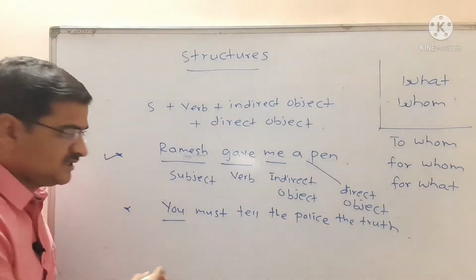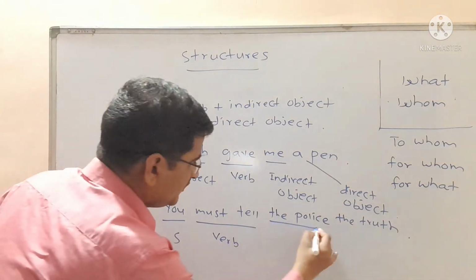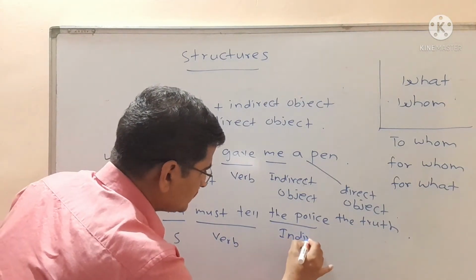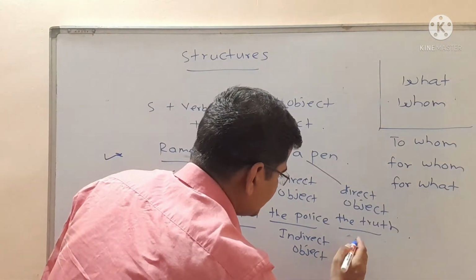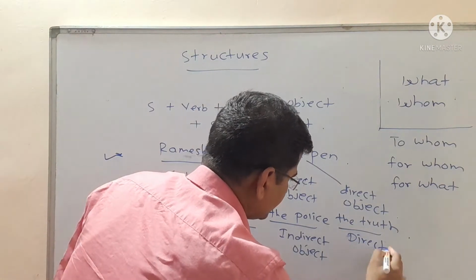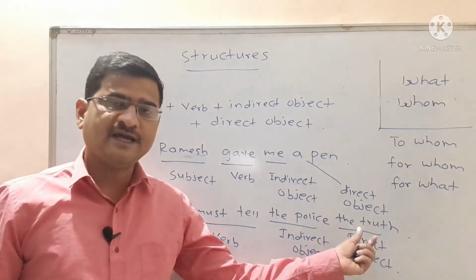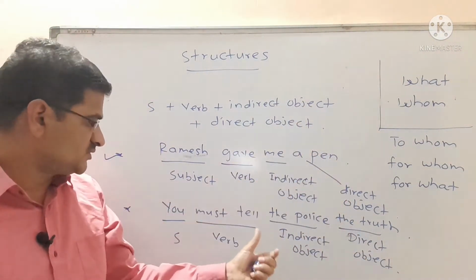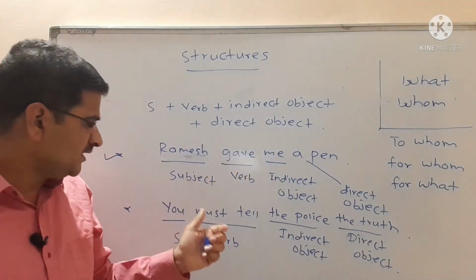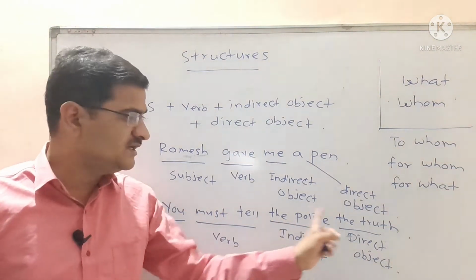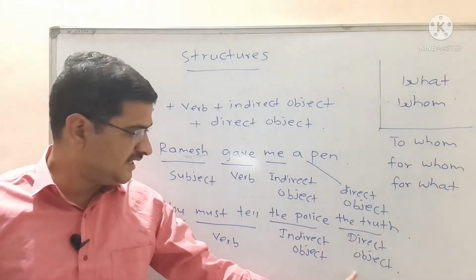Here, you is the subject, must tell is the verb, the police is the indirect object, the truth is the direct object here. Here also you can find out the direct object by asking the question with what or whom. See here, you must tell the police the truth. What must you tell the police? So here the answer will be the truth. Therefore, the truth is an example of a direct object.